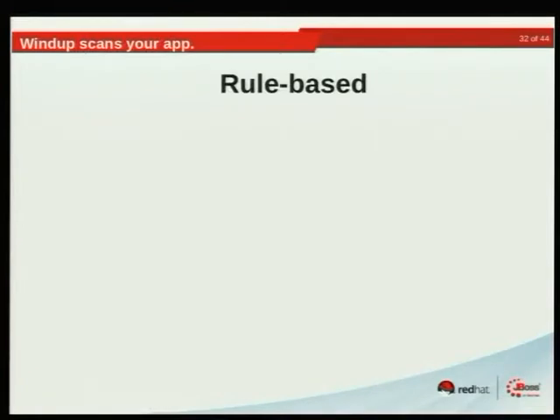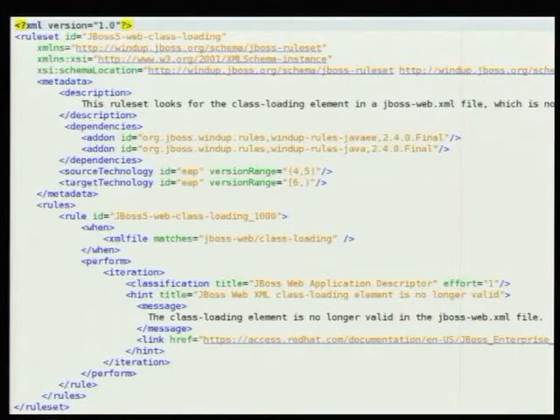So Windup is rule-based. What does that mean? Windup isn't just a bunch of scripts or hard-coded Java code. It's a platform which runs rules, and the rules are not biased towards any particular technology. It's written in Java, but currently, the majority of the rules, especially the simple ones, look like this. You define a rule set, and in that rule set, you have several rules, and the rules usually target a particular knowledge piece. By knowledge piece, I mean that you are an expert on some matter, like how to migrate a messaging API of WebLogic into Java messaging, or other target technology.